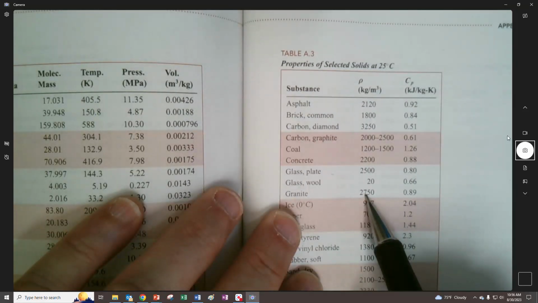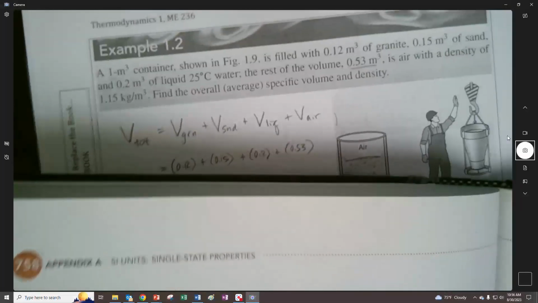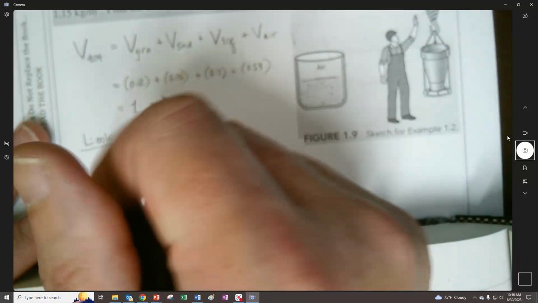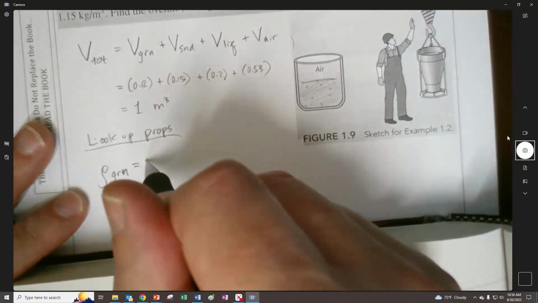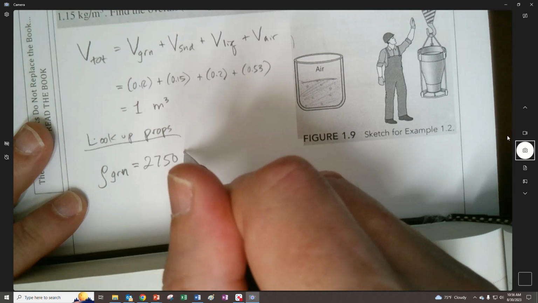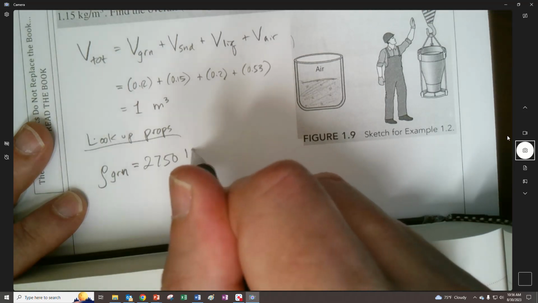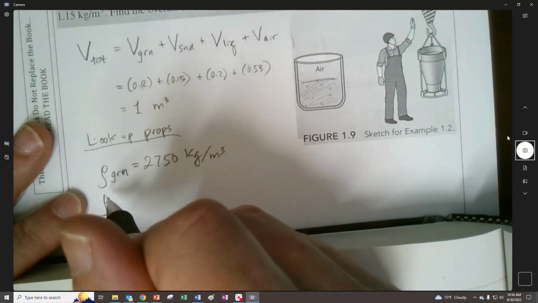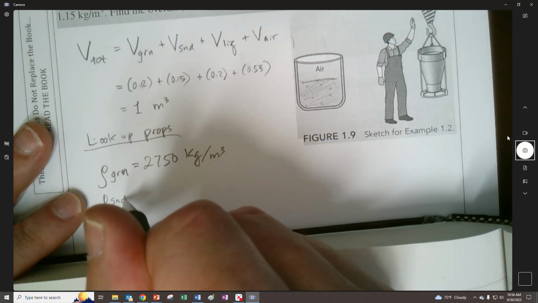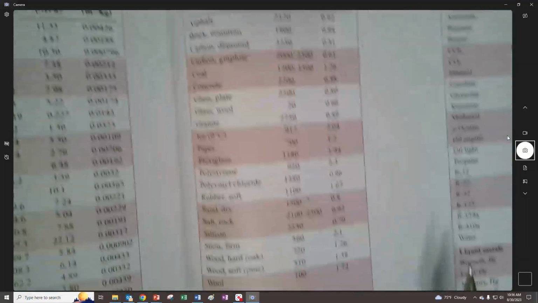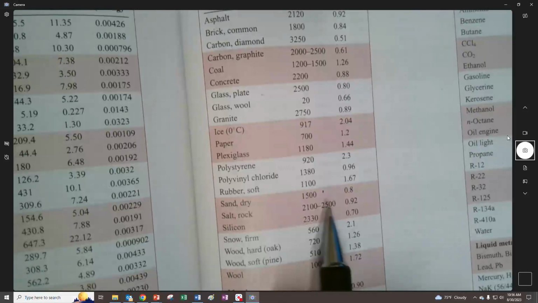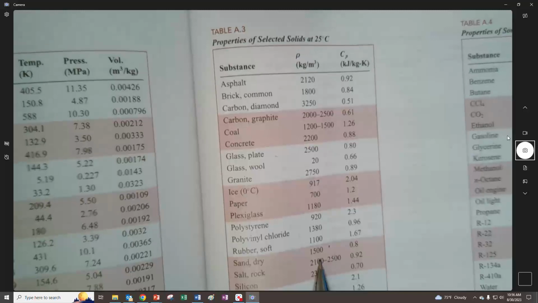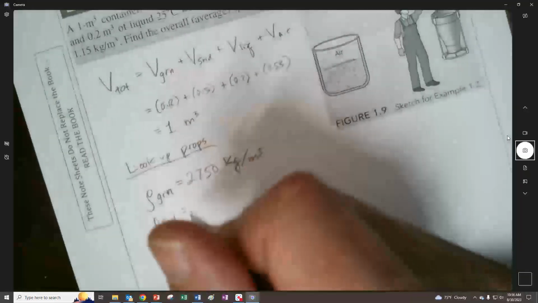So anyway, we have 2750. Write that down. That's granite, GRN, 2750 kilograms per cubic meter. All right. And now let's look up what the sand is, SND. Dry sand. Let's say it's 1500 kilograms per cubic meter.